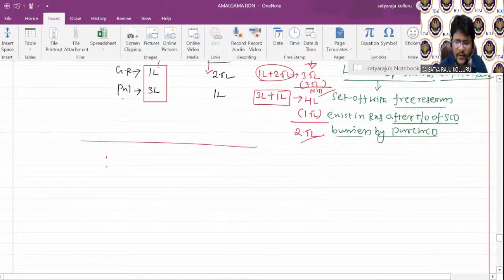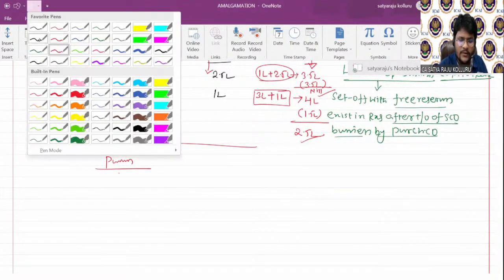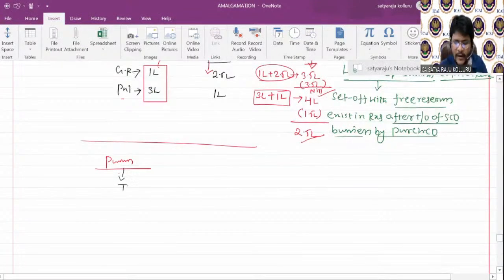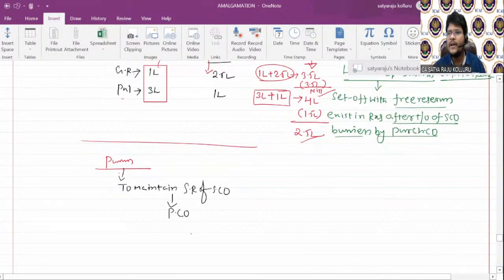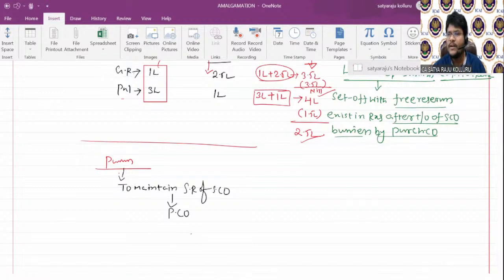In case of purchase method, I'm not talking about merger method. In case of purchase method, to maintain statutory reserves of selling company in the books of purchasing company, you would like to pass one journal entry, right? That is Amalgamation Adjustment Account Dr. to Statutory Reserve Account.